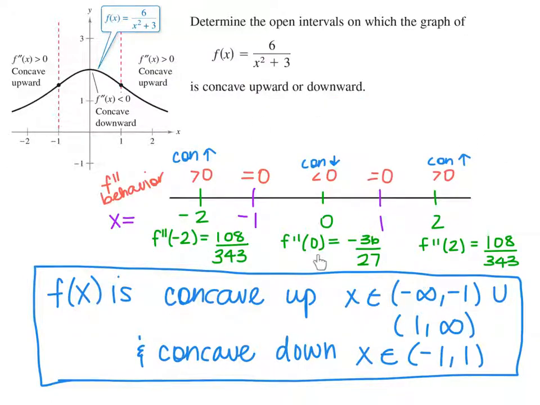So using this information and double checking it with our original graph for f of x, I can say that f of x is concave up where x is from -infinity to -1, not inclusive, and from 1 to positive infinity, also not inclusive, and it's concave down where x is from -1 to 1, non-inclusive.